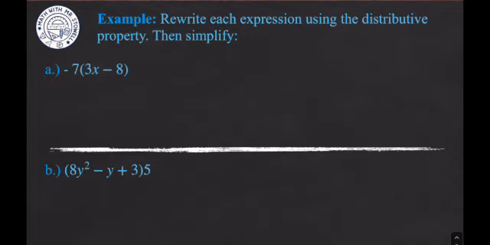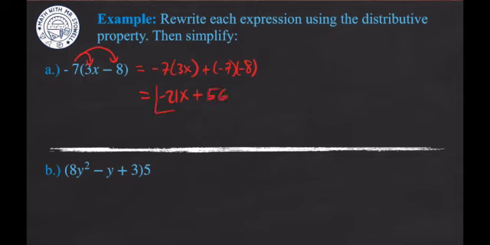Let's look at these. In this example, we want to rewrite each expression using the distributive property, then simplify. This one's actually a little bit easier because it gives you what you're going to be doing with the distributive property. We're just going to distribute this so that it's a negative 7 times that 3x, plus a negative 7 times a negative 8. So in other words, this is a negative 21x. Negative times negative is a positive. 7 times 8 is 56. That's all what that one is.